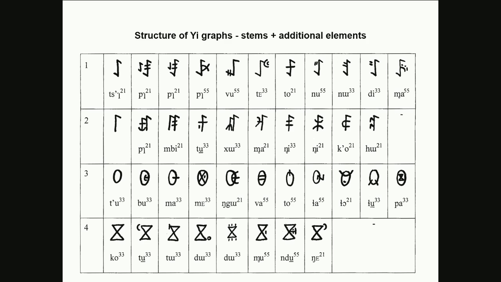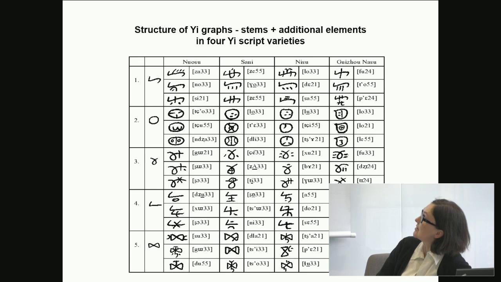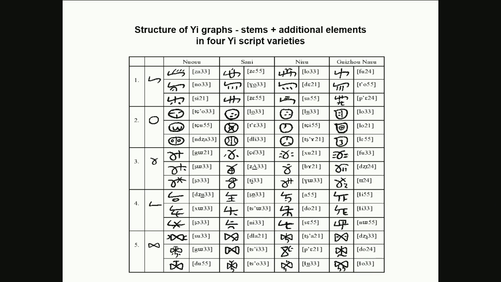And the illustration here shows four examples of stems and several graphs in which they occur. The graphs are from the Nosu script used to write down the Northern Yi dialect. And the next illustration shows five stems which are used in four Yi script varieties. The rules of coining new signs were generally similar in all the varieties of the script.